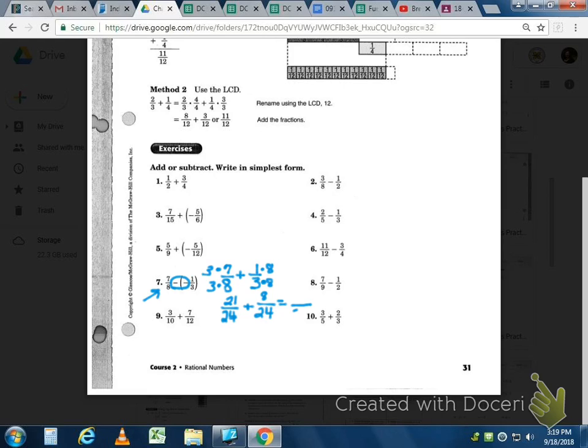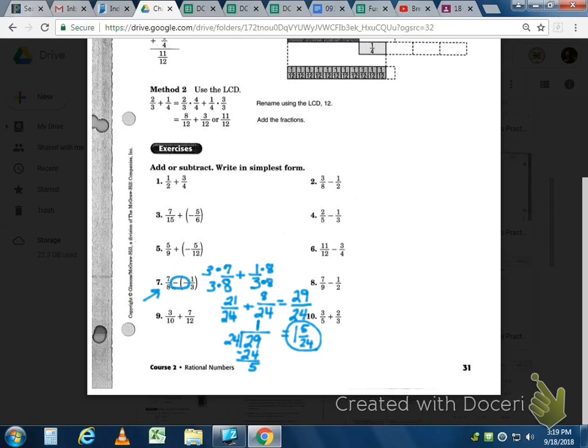My common denominator is 24. 21 plus 8 would be 29. That definitely is not a simplified answer. So I'm going to have to take 29 divided by 24. It goes one full time. That means that's my whole part. So 1 times 24 and subtract, there's 5 left over. So 5/24. 1 and 5/24 is a good simplified answer.